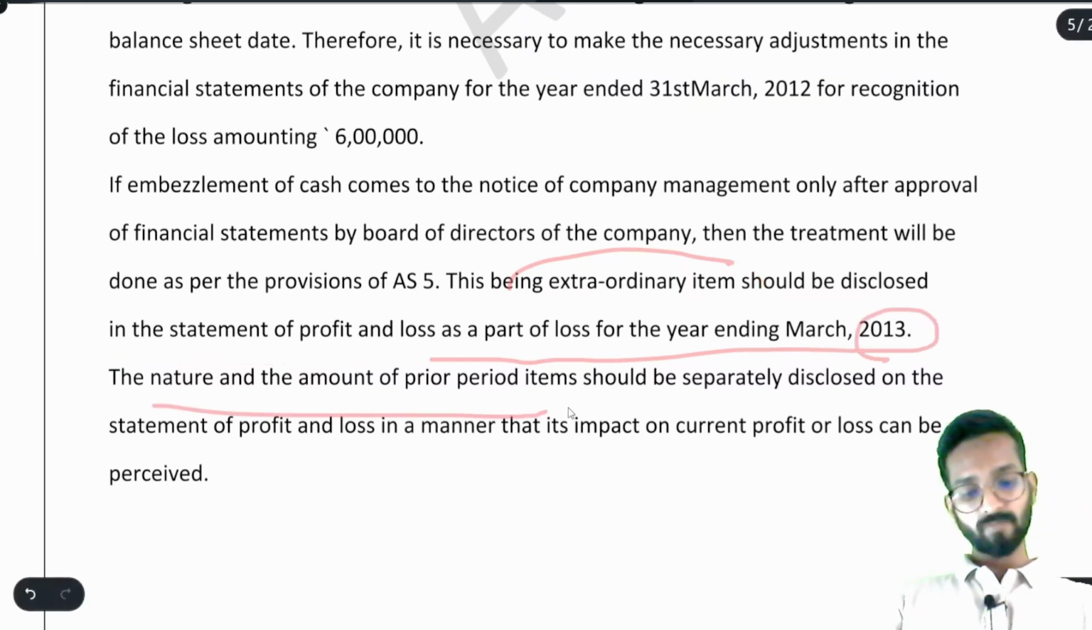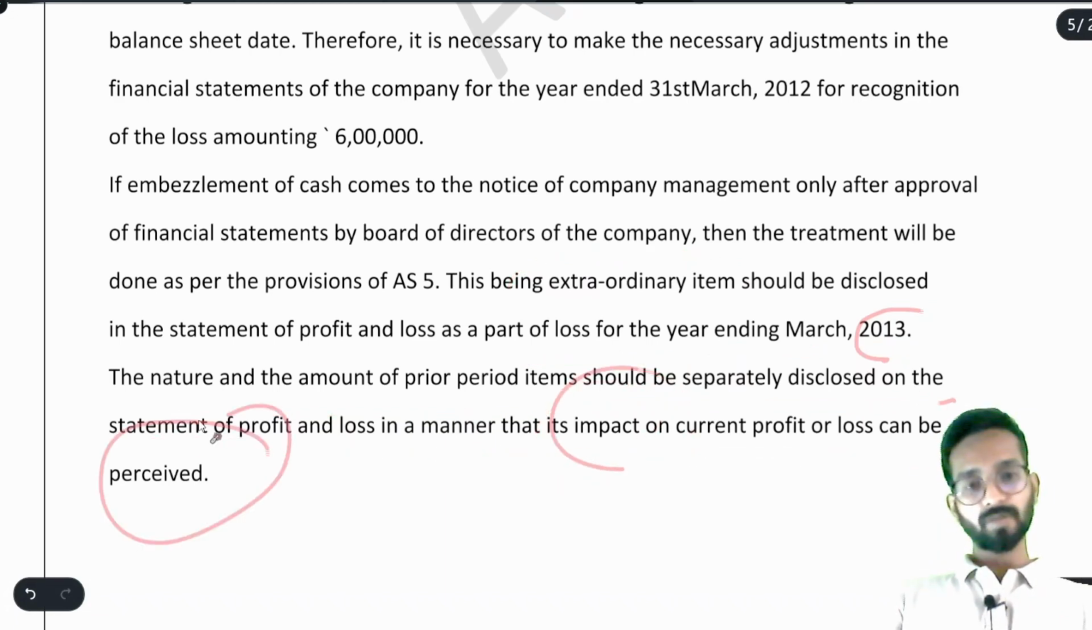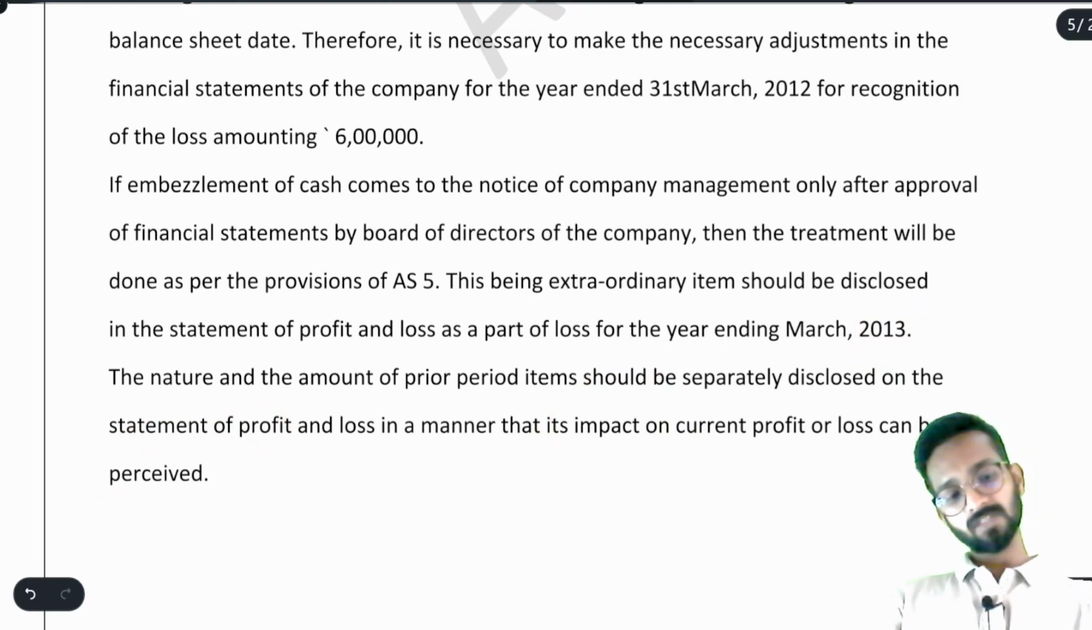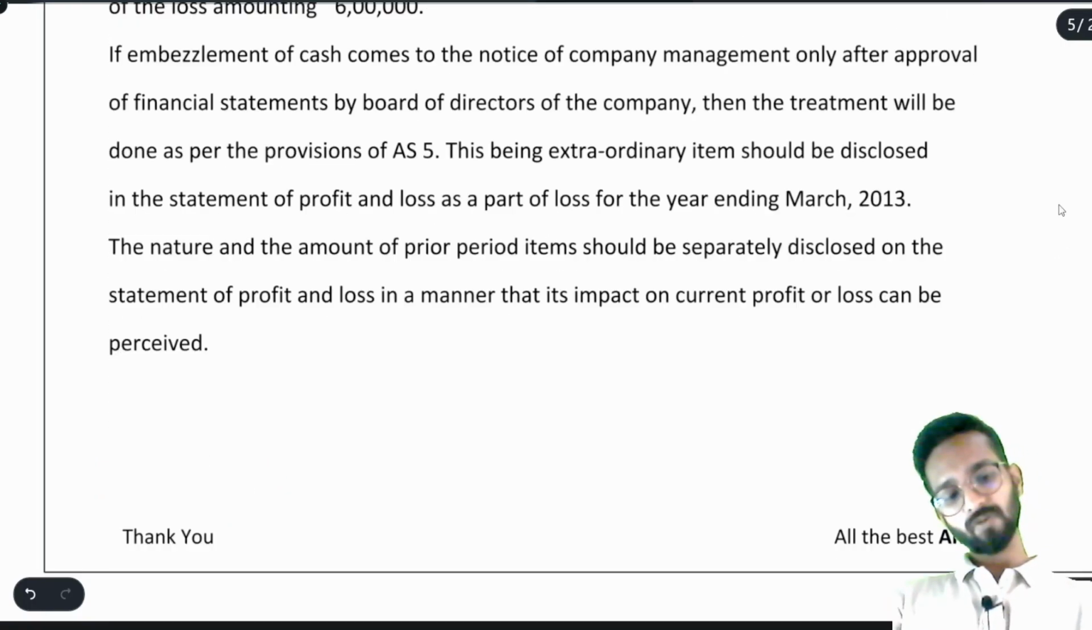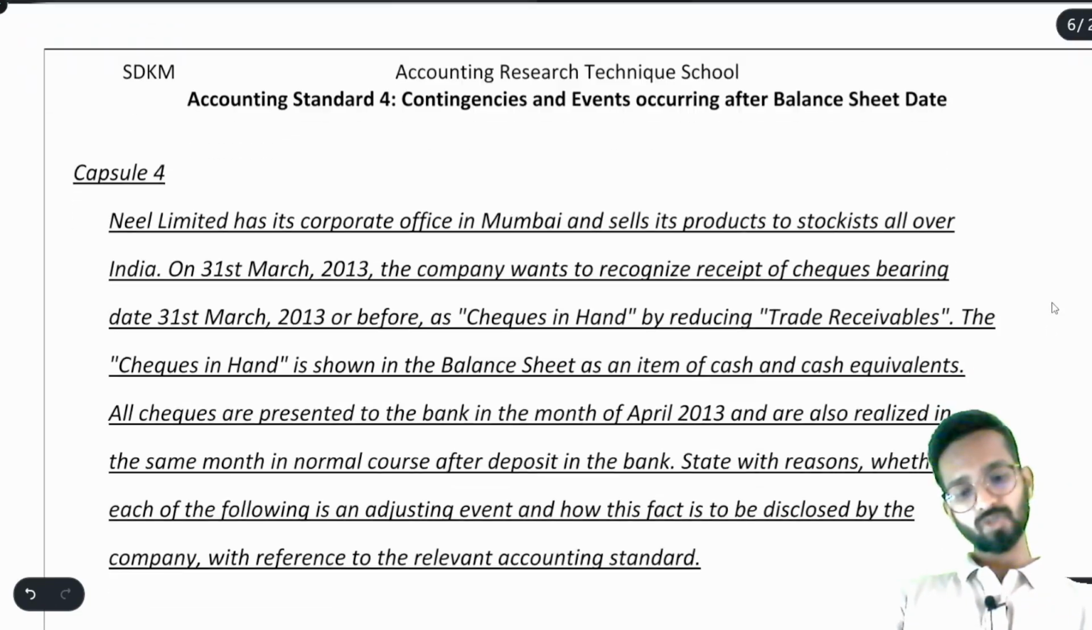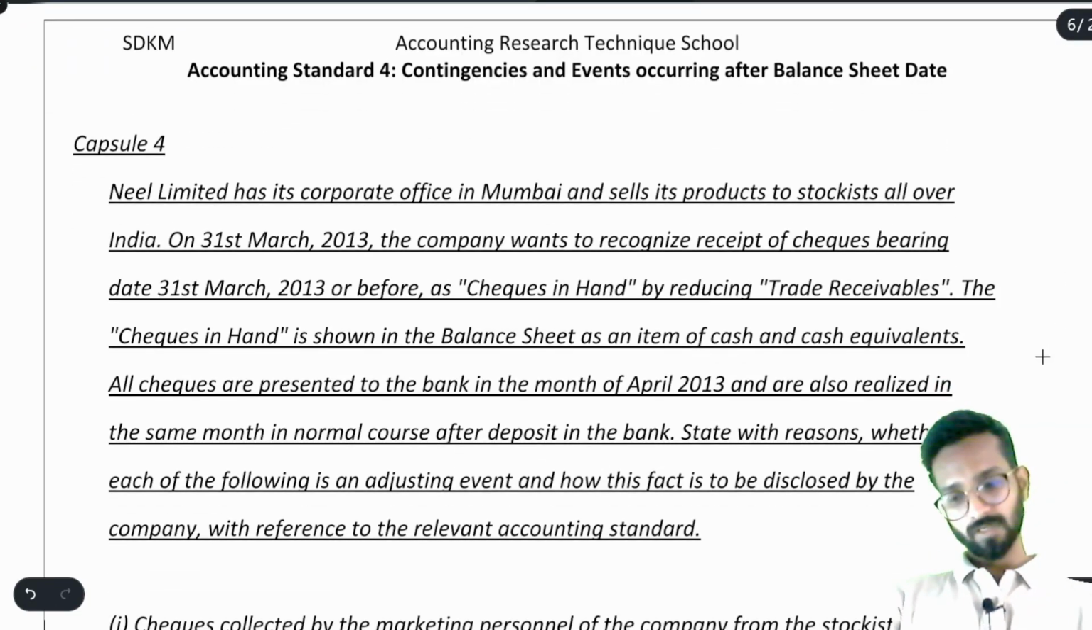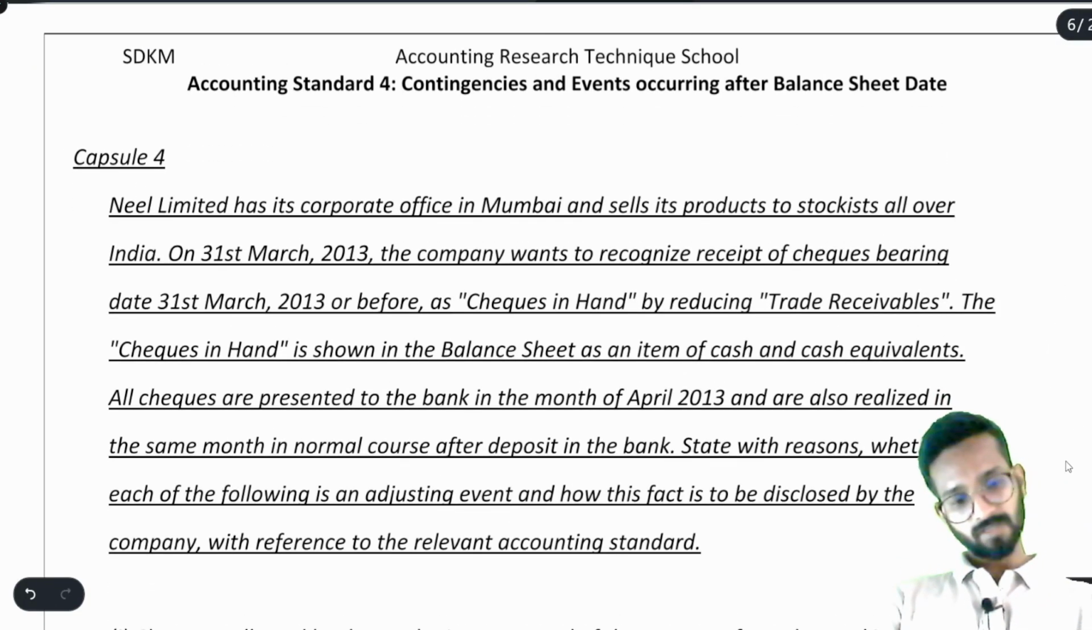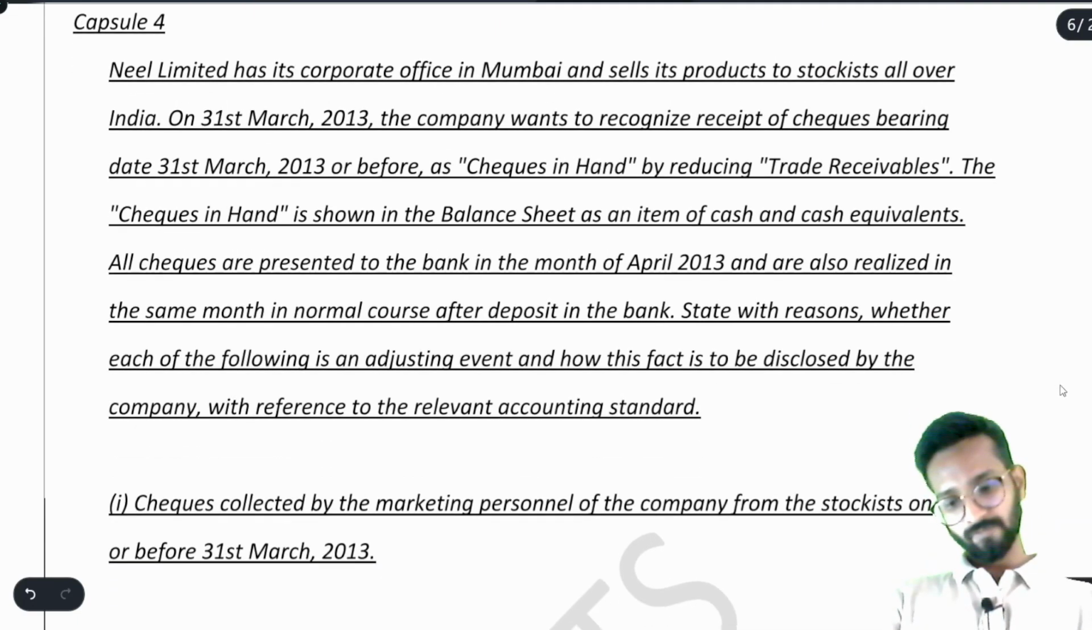The nature and amount of prior period items should be separately disclosed in the statement in a manner that its impact on the current profit can be perceived. When you are studying AS5, when you see the video of AS5 completely, you will understand how it will be shown in the profit and loss. Understood? Now, the next question we have here is capsule number 4. Check.